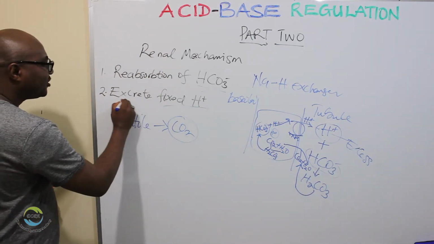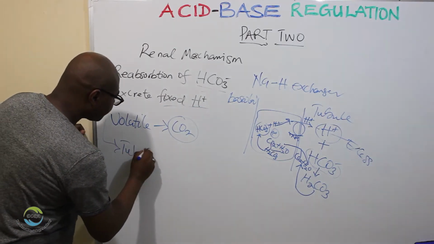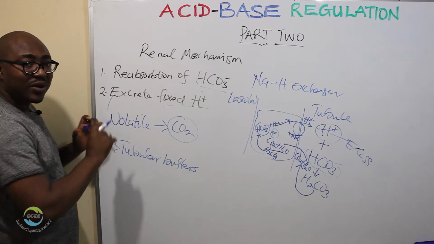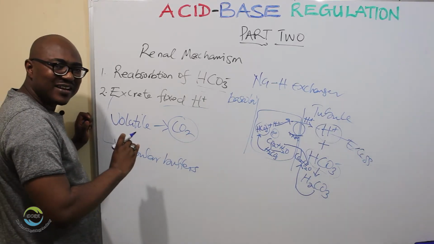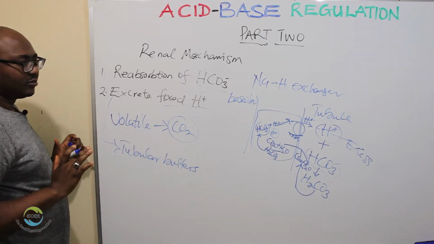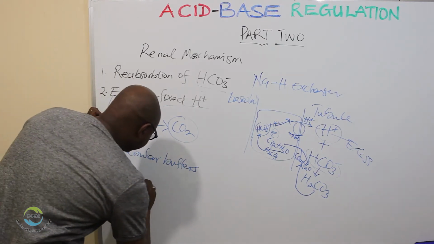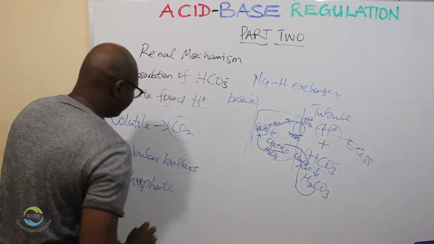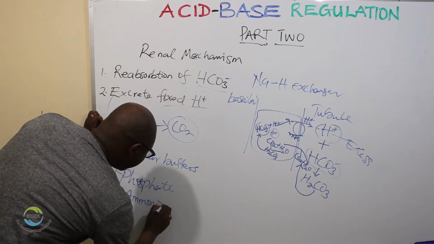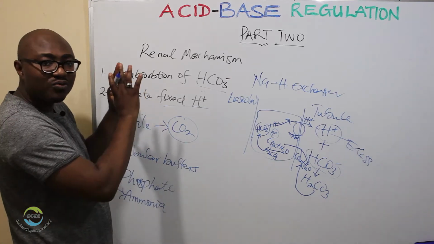Okay? So the excretion of this fixed acid is done by tubular buffers. So when they buffer it, you excrete an acidic urine. Let's see how it happens. There are two major tubular buffers. Phosphate buffer system and the ammonia buffer system. So this phosphate system, inorganic phosphate, is the same as the one we mentioned.